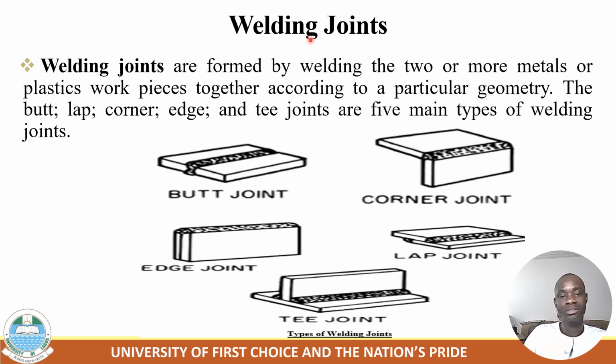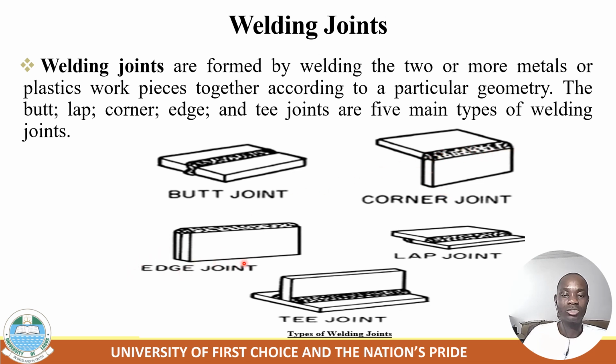Welding joints. Welding joints are formed by welding 2 or more metal or plastic work pieces together according to a particular geometry. So these are the types of welding joint that we have. We have a butt joint, whereby you place your materials side by side and weld them together at the middle here. And this one is a corner joint, where you have 2 pieces of metal placed to each other at an angle of 90 degrees, and you weld this portion together to join them.